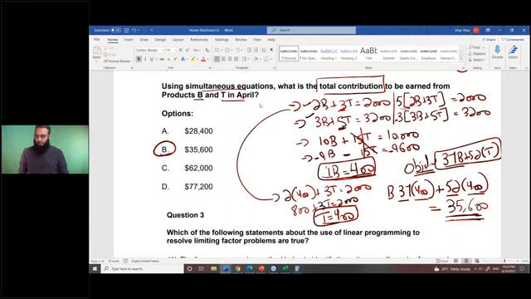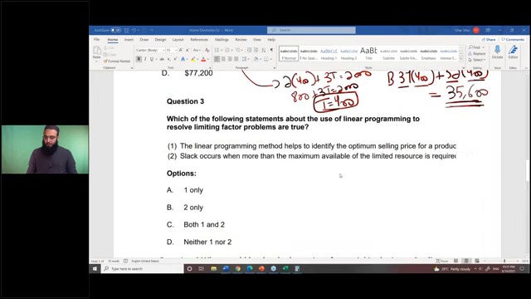Okay, great. Done, guys? Good to move? Great. Now, the next question is question 3. Which of the following statements about the use of linear programming to resolve limiting factor problems are true? So let's see what it says. The linear programming method helps to identify optimum selling price for the product.